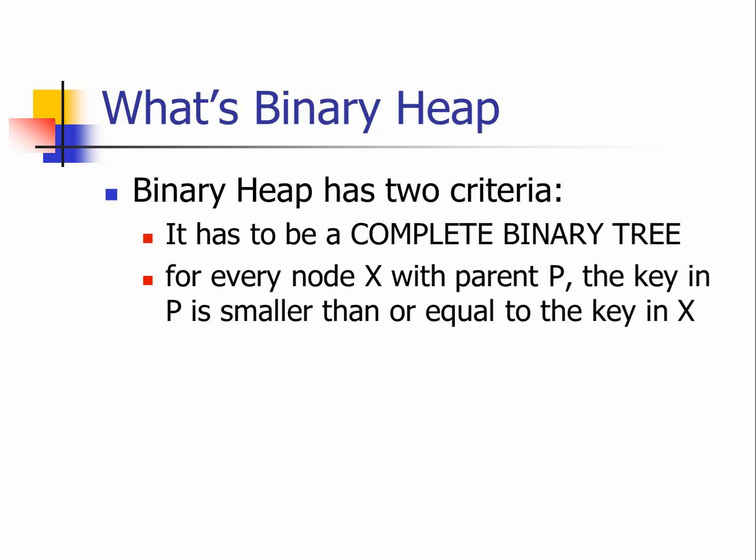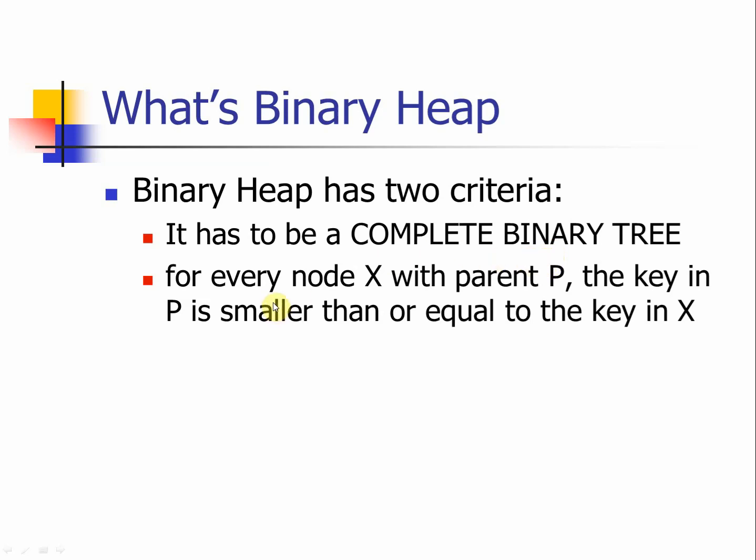A binary heap, unlike a binary search tree, has two criteria, and both of them are very important. Both criteria need to be maintained throughout the whole process so that we can call it a binary heap. The first criterion is that it has to be a complete binary tree. And of course, we will talk about what a complete binary tree is in the following slide.